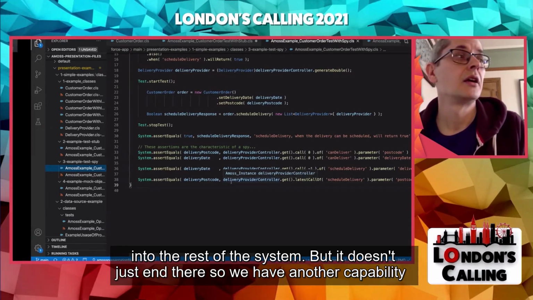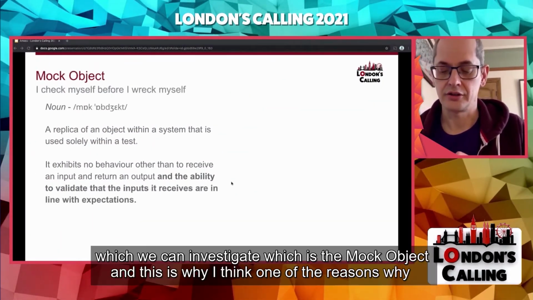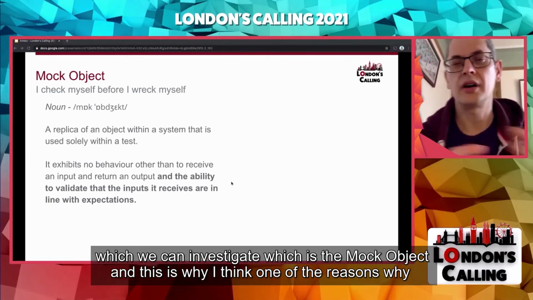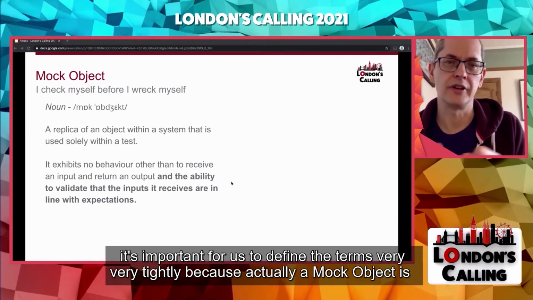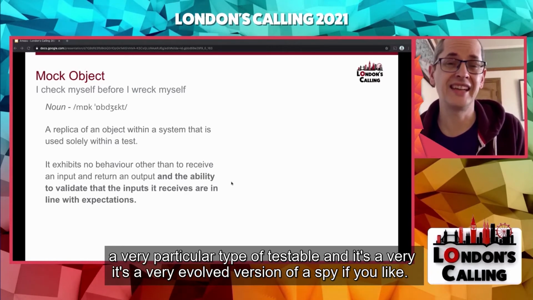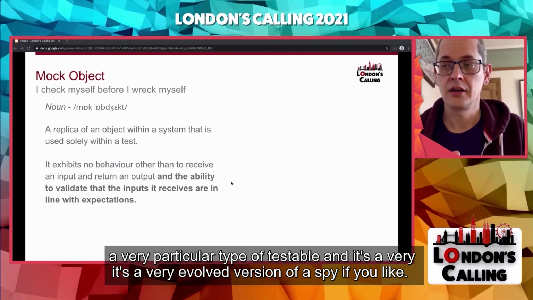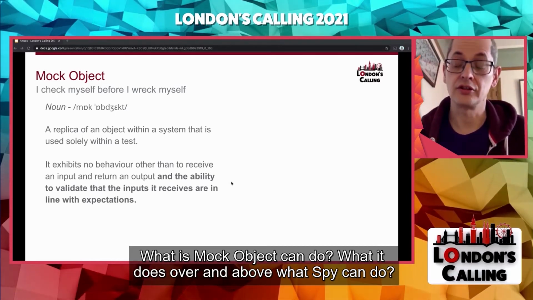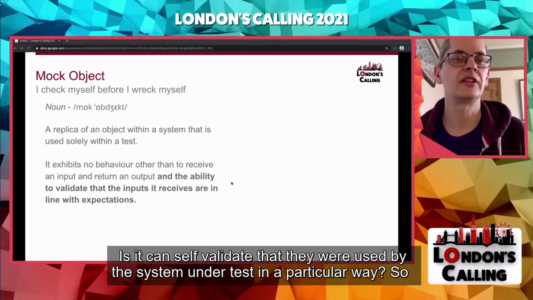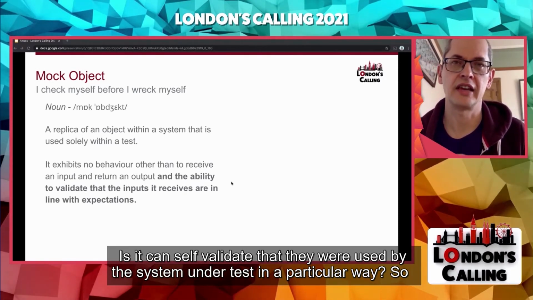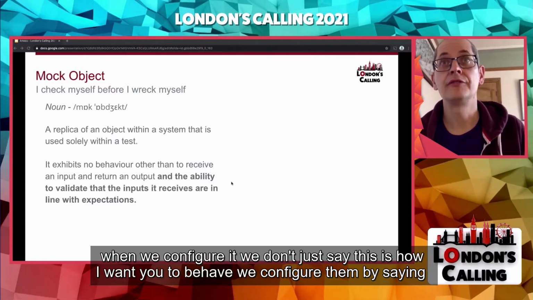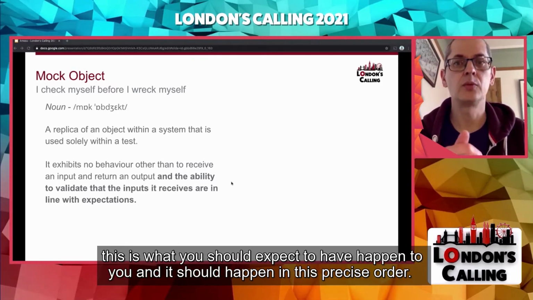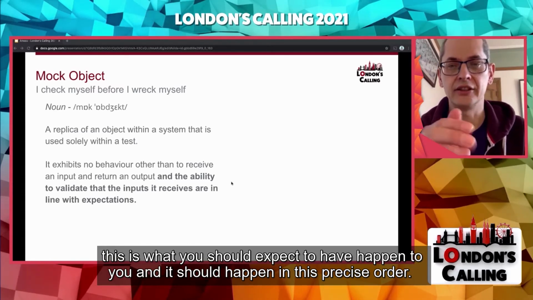But it doesn't just end there. We have another capability which we can investigate, which is the mock object. And this is one of the reasons why it's important for us to define the terms very, very tightly, because actually a mock object is a very particular type of testable. It's a very evolved version of a spy, if you like. What a mock object does, over and above what a spy can do, is self-validate that it was used by the system under test in a particular way. So when we configure it, we don't just say, this is how I want you to behave. We configure them by saying, this is what you should expect to have happen to you, and it should happen in this precise order.